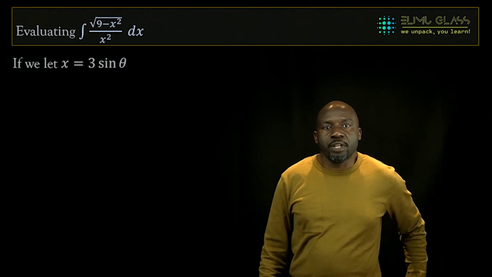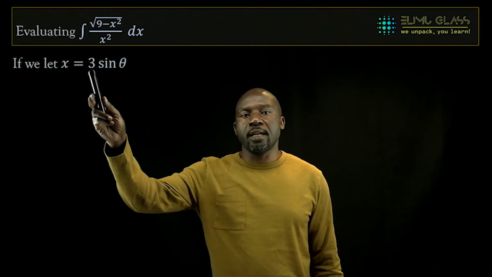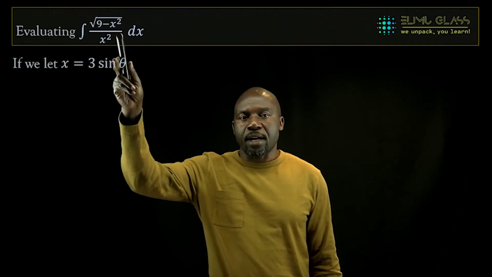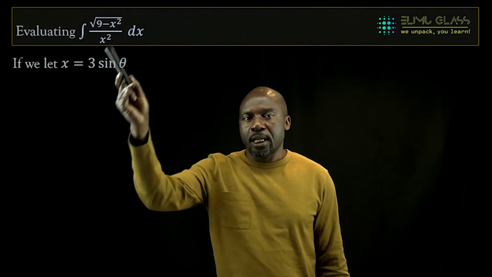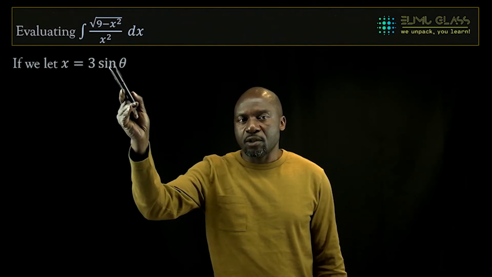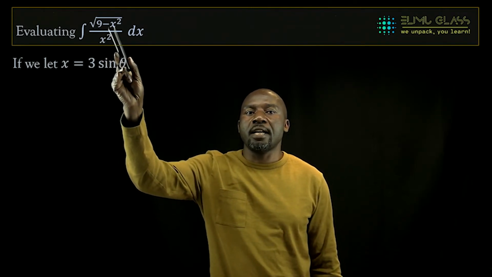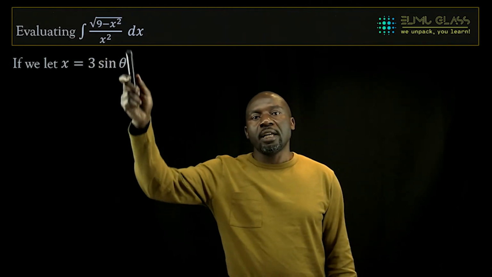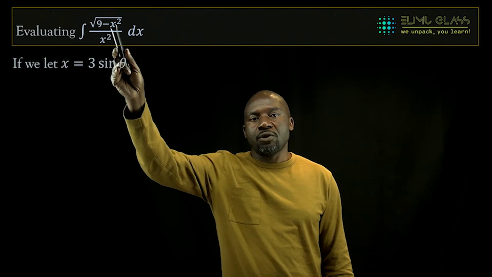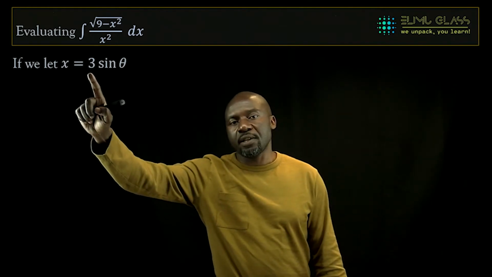So if we let x be 3 sine theta, why am I introducing 3 there? Because when I put x back, that's x squared there. So when I square it, I'm going to get 9 sine squared of theta. And I'm doing that intentionally so that I have 9 there and 9 here, so that I can factorize the 9 out. So intentionally, when I make the substitution, I want to introduce 9 into this second term here, so that I can factorize 9 out. And that's the reason why the 3 is appearing there.